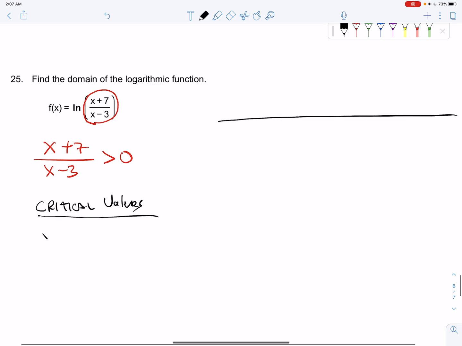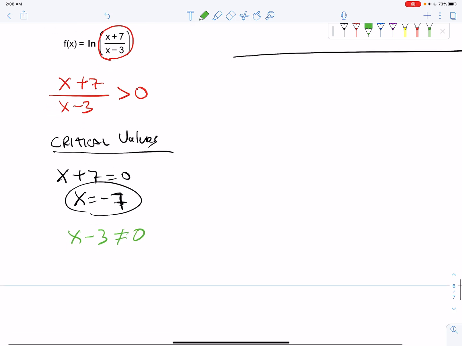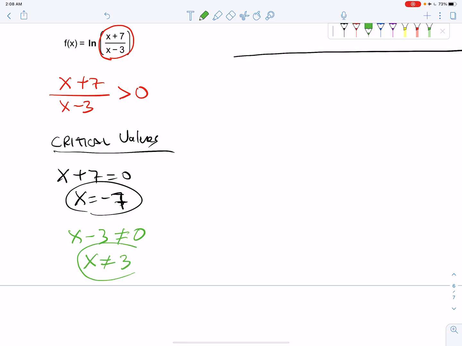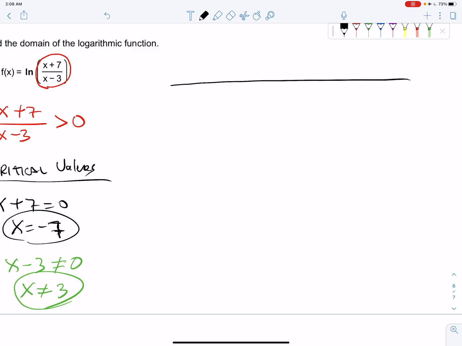Critical values, what we want to do is figure out what makes the numerator equal to 0. So the numerator, x plus 7 equals 0, that's going to be x equals negative 7. So that's a critical value. And then we also want to know what makes the denominator equal 0, because if the denominator is 0, we've got this undefined situation. So what makes the denominator equal 0 is something we can't have. Add 3 to both sides, and x cannot equal 3, but that's also a critical value. So we take those critical values and graph them.